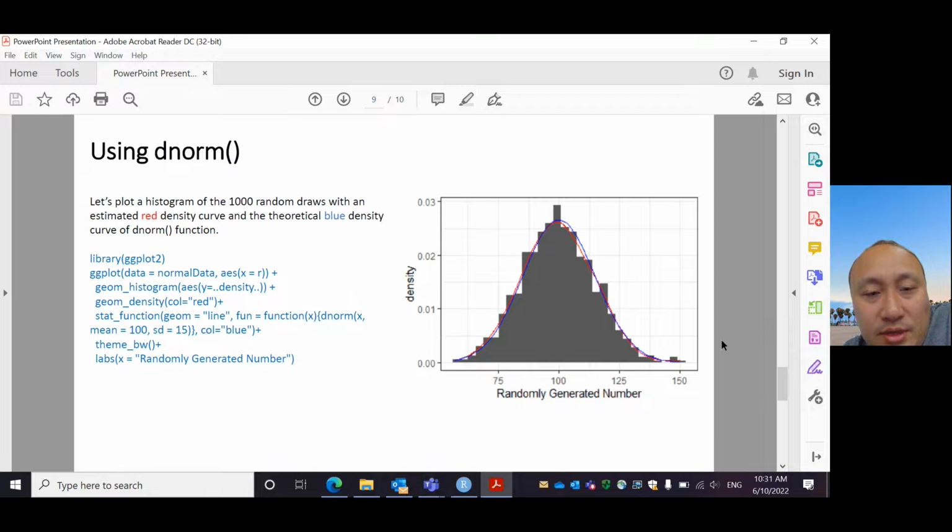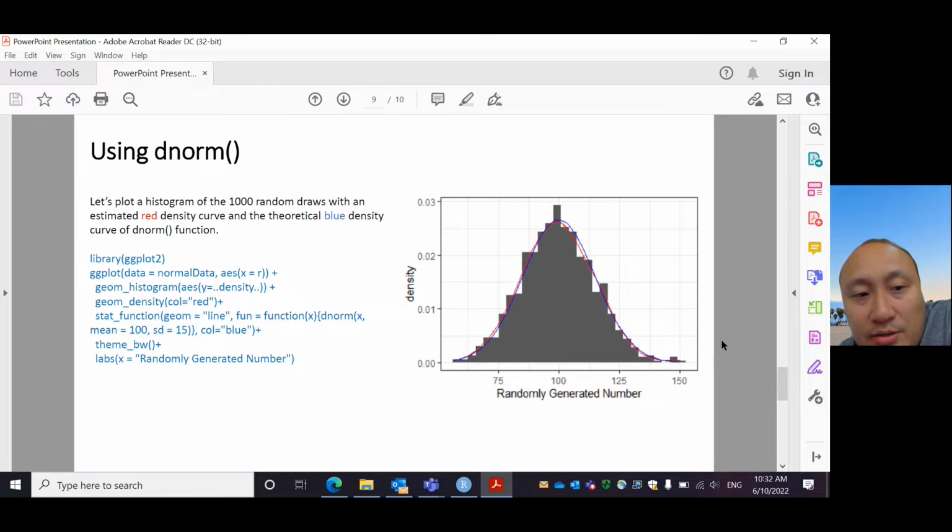And then we should expect to see a kind of bell-shaped histogram of those 1,000 random draws. And then I will also request a density curve based on those 1,000 random draws. I'm going to color the density curve red.